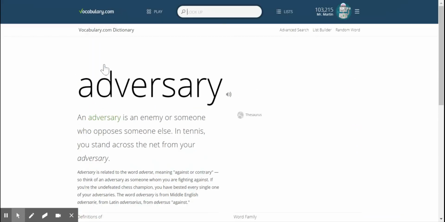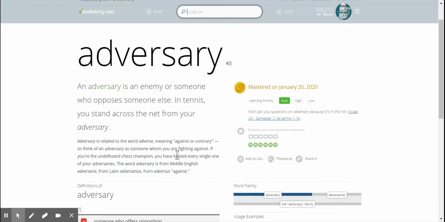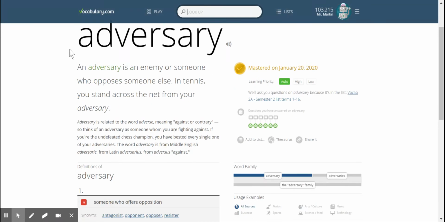However, if you click on the word adversary, now you have a whole page on adversary and it tells you all kinds of things that might help you. Like adversary is related to the word adverse, meaning against or contrary. So if you're traveling under adverse conditions, you know they're bad conditions, they're working against you.